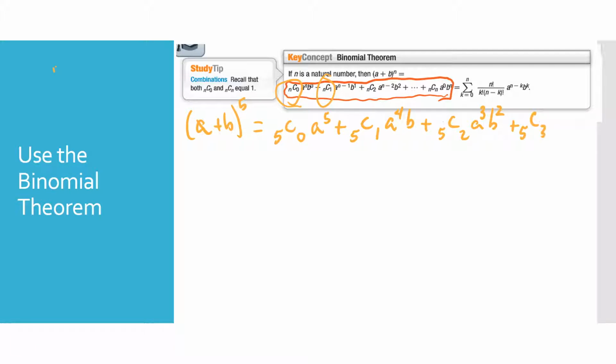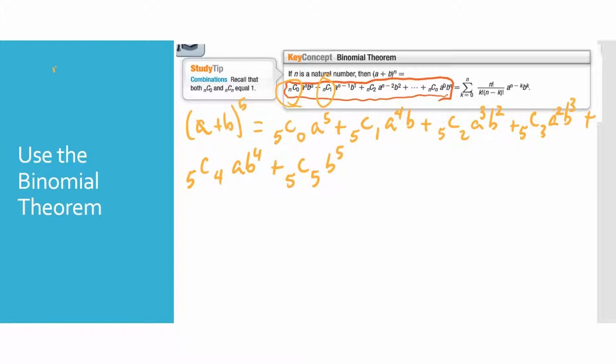5C3, a squared b cubed, plus, come down here, 5C4, a b to the 4th, plus 5C5, b to the 5th.